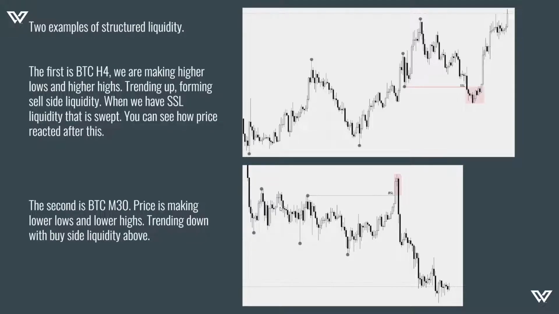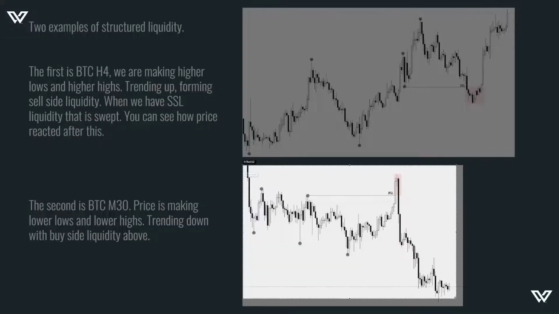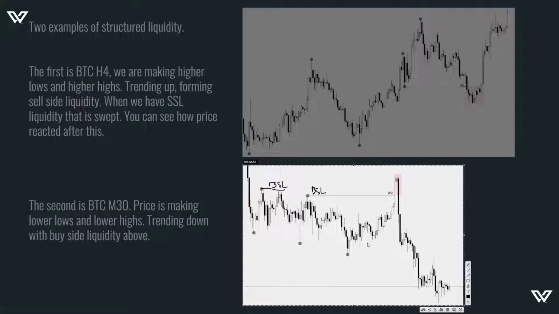The second is the Bitcoin M30 chart. This is an example of grabbing buy side liquidity. Price is making lower lows and lower highs, trending down, with the buy side liquidity above, as labeled here. This was like the first example I sent in part 1. We have almost like a trend, then price breaks out and we grab the buy side liquidity here.